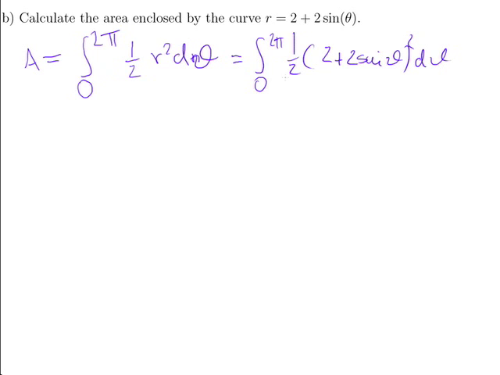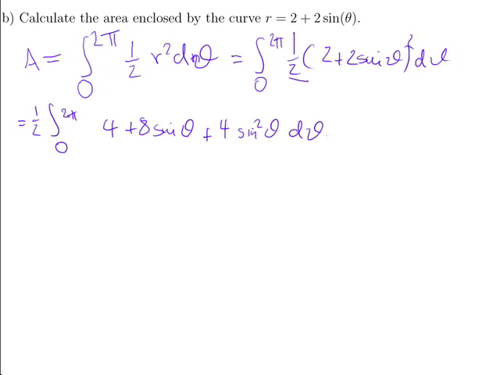Well, let's simplify this. This factor 1/2 we can pull out, so we get 1/2 times the integral from 0 to 2 pi. Now let's expand (2 + 2 sin θ)². This gives us 2 squared is 4, plus 2 times 2 sin θ times 2 is 8 sin θ, plus (2 sin θ)² is 4 sin² θ dθ.